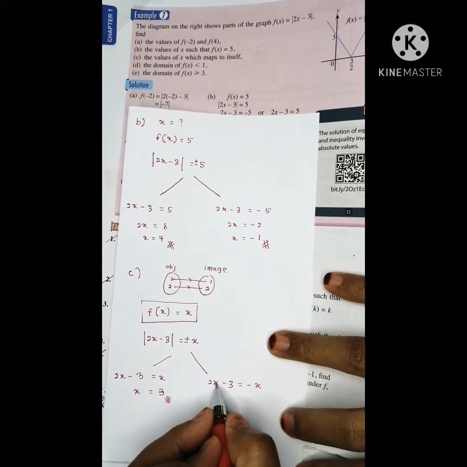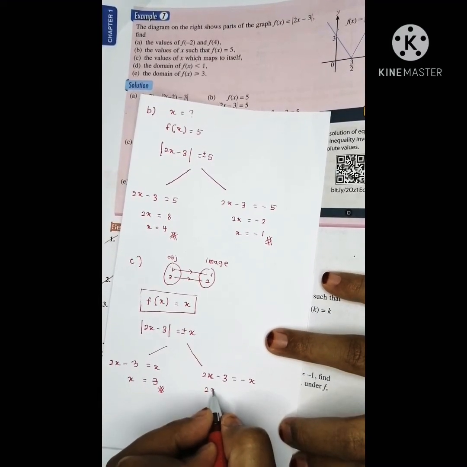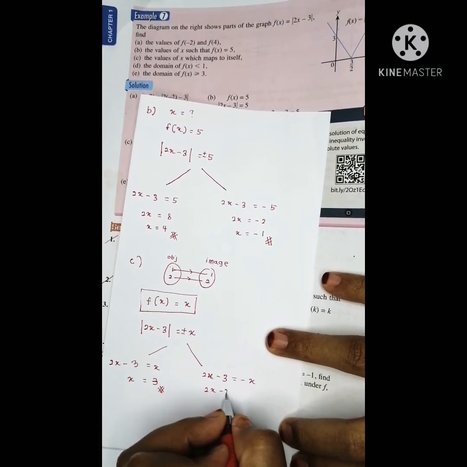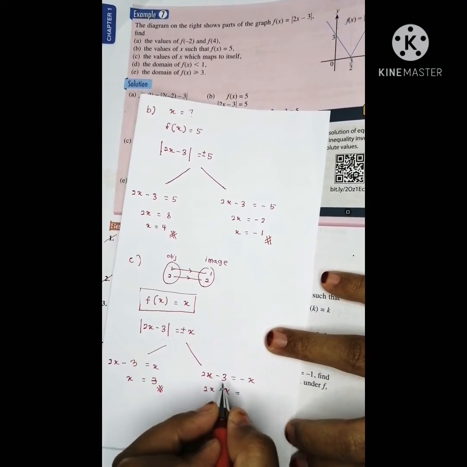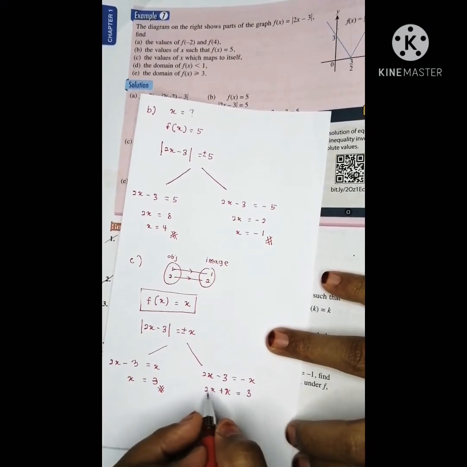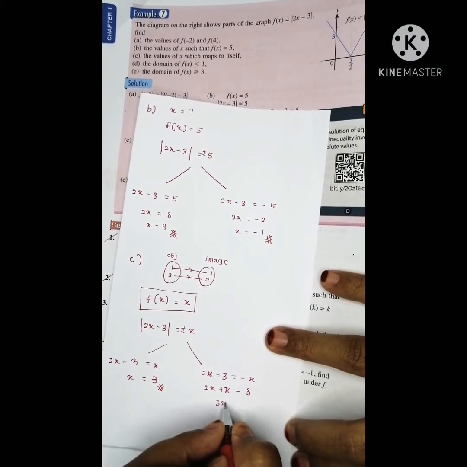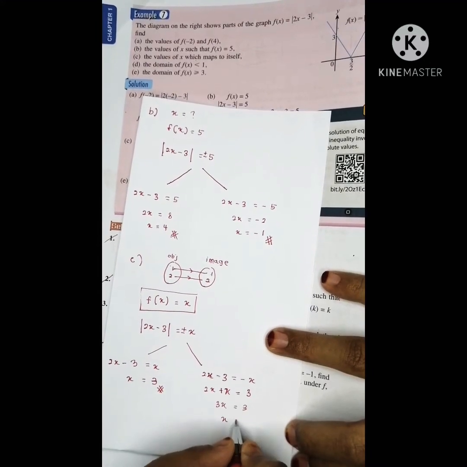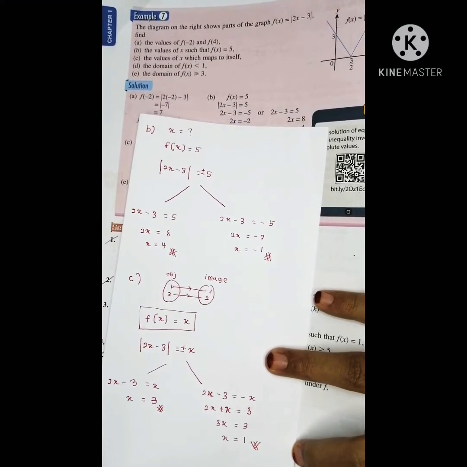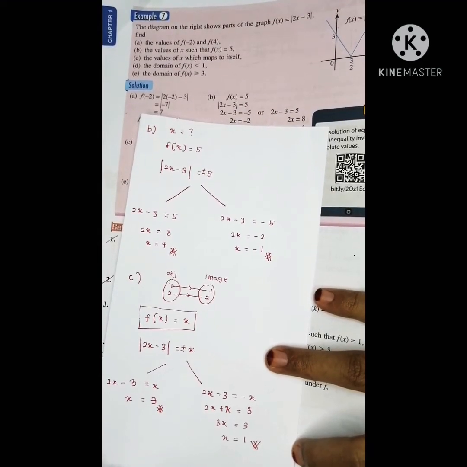Now here, 2x equal negative x. Bring it to the left, so positive x. Equal to negative 3, bring it to the right, so positive 3. So 2x plus x, 3x equal to 3. So x is equal to 1. So this is the answer. Okay, done for C. Now for D.